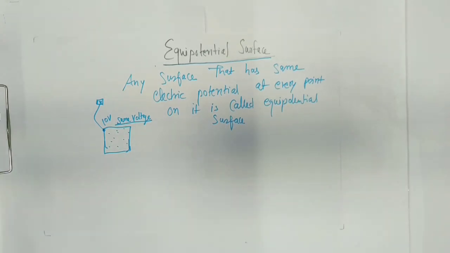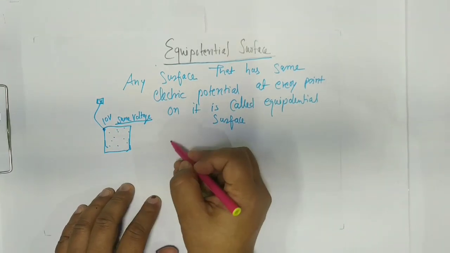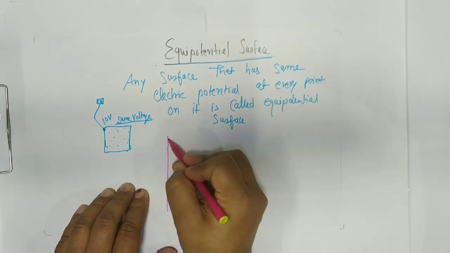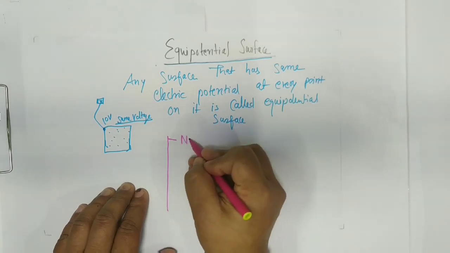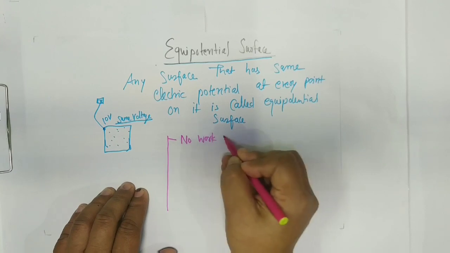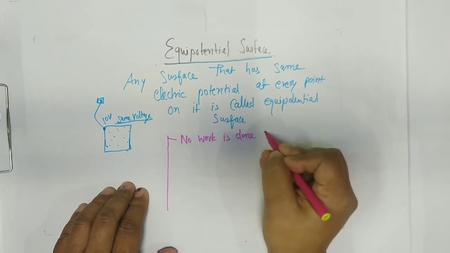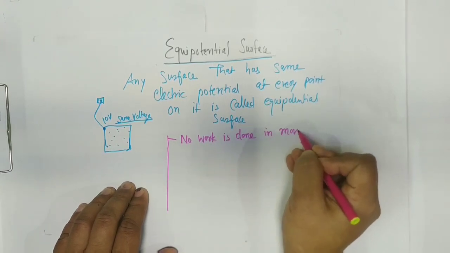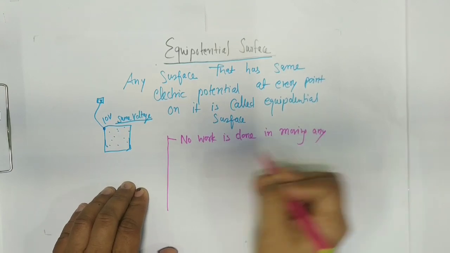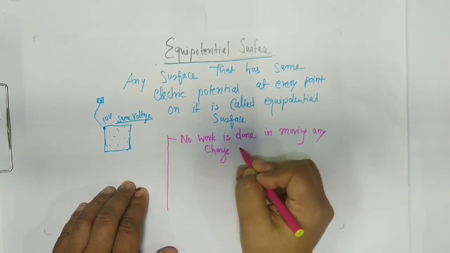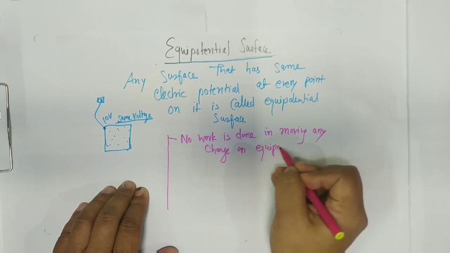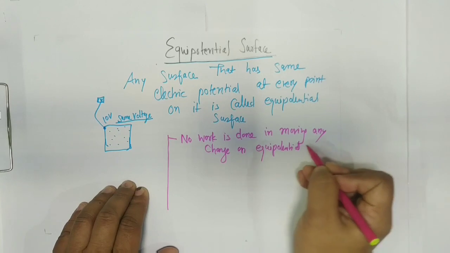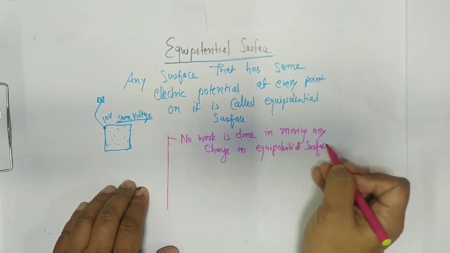Now equipotential surface has some characteristics. There are 3 characteristics of equipotential surface. What are those? First, no work is done in moving any charge on an equipotential surface. On an equipotential surface, the work done is 0.